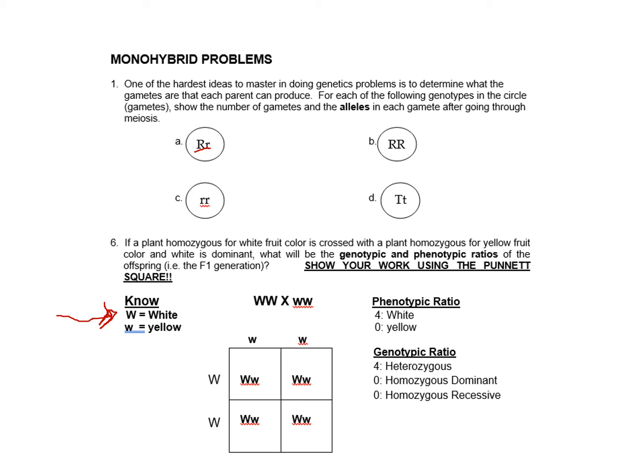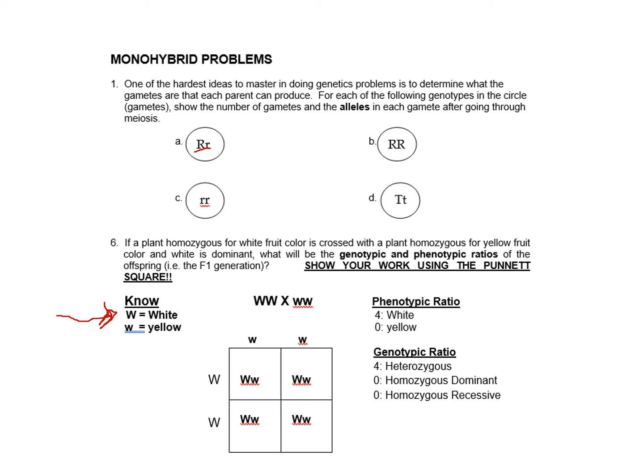So if you read the question, it says if a plant homozygous for white color is crossed with a plant homozygous for yellow, white is dominant. So I wrote a big W for white and a little w, and remember on your paper, because I can't make one here, you would put a little line over the W for the recessive trait. That shows it's lowercase, and so a little w for yellow. The recessive trait always follows the lettering of the dominant trait. So if you have a W for white, you're going to have a little w for yellow. So you don't use a Y, you use a little w.